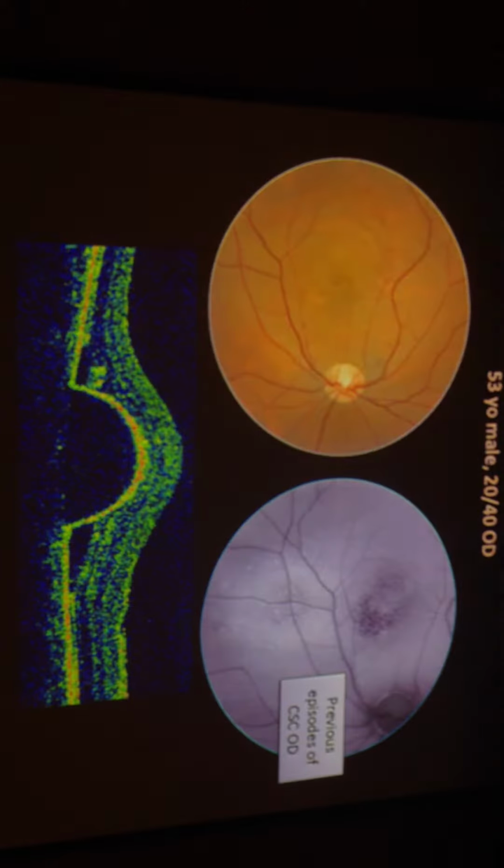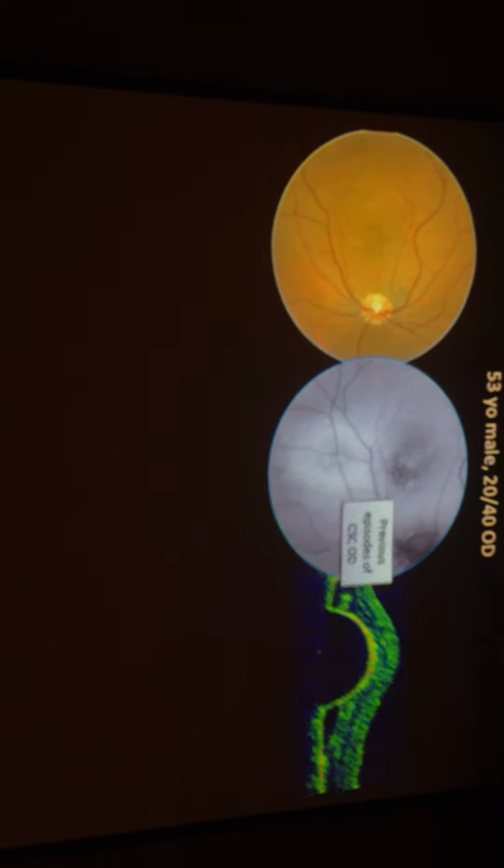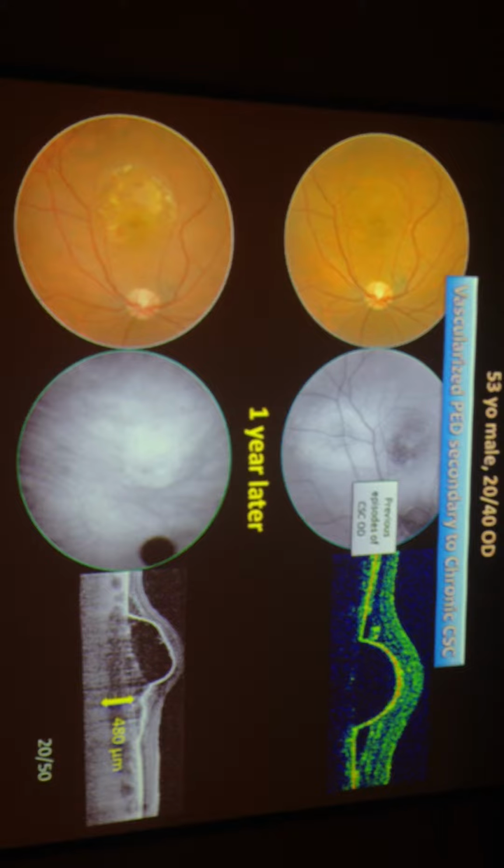is this case, a 53-year-old male with an obvious acute CSC episode in this eye. When you follow him up a year later, you can see how the neovascularization has developed, and he develops a vascularized PED due to his chronic CSC.